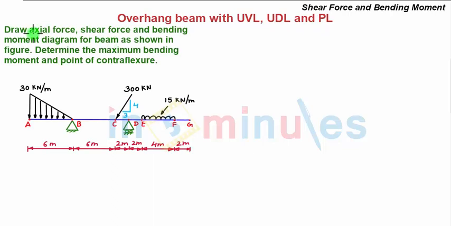Problem statement is: draw the axial force, shear force, and bending moment diagram for the beam as shown in the figure. So this is the loading diagram of the beam which is given in the problem. Also determine the maximum bending moment and point of contraflexure.